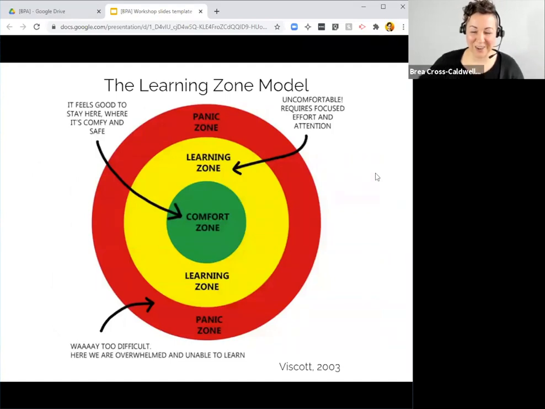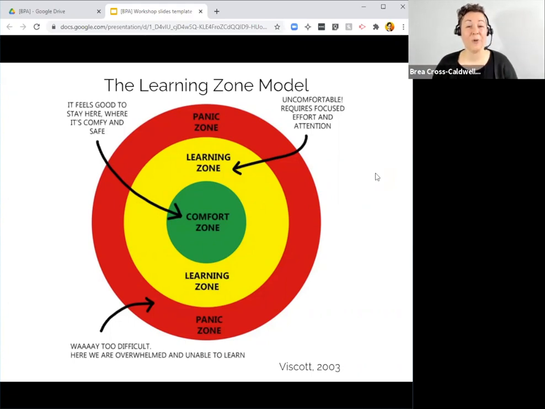Okay, so we're going to dive in to the learning zone model. This is a really simple template that I like to teach and use because it gives us a visual for what is happening in our brain and in our bodies when we're stressed and also when we're not, and what that looks like and how we know the difference, how we move between those states.